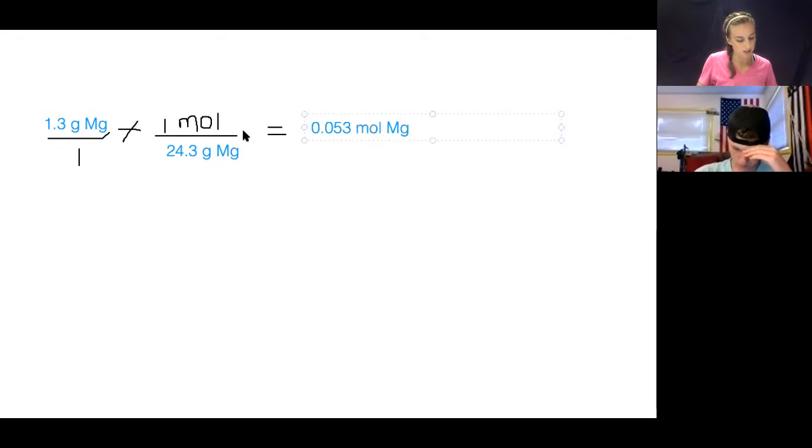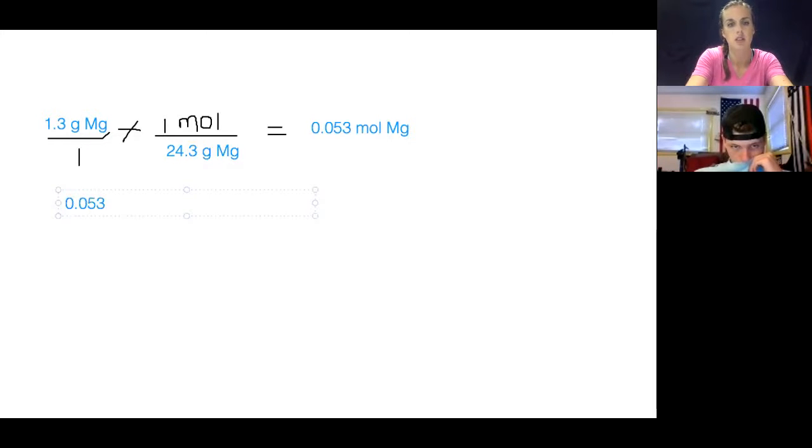Okay, so now we have that. Let's go back. So now we need to find moles of oxygen, because that's what they're asking me for. So let's see. We are going to use stoichiometry now. So I'm going to start with the moles I just found of magnesium and convert to moles of oxygen.